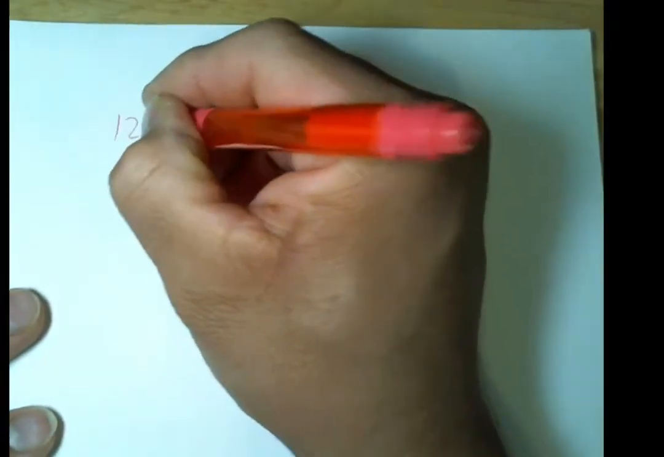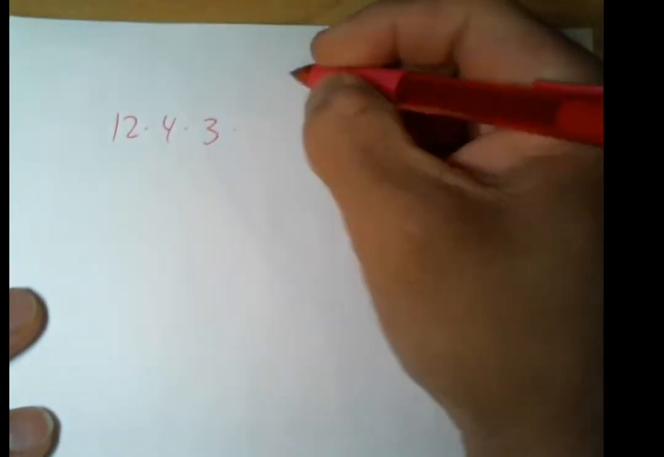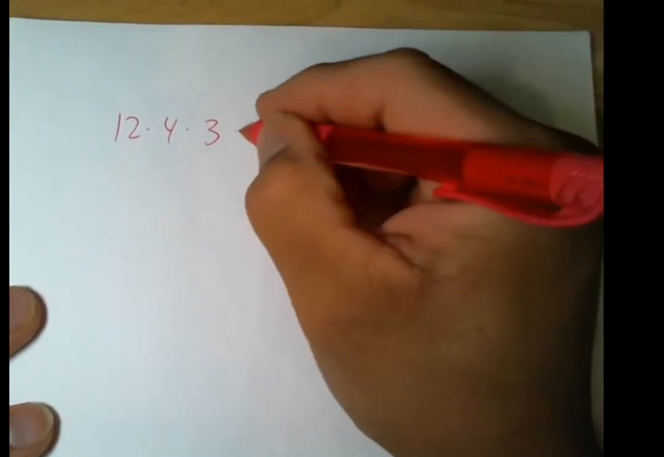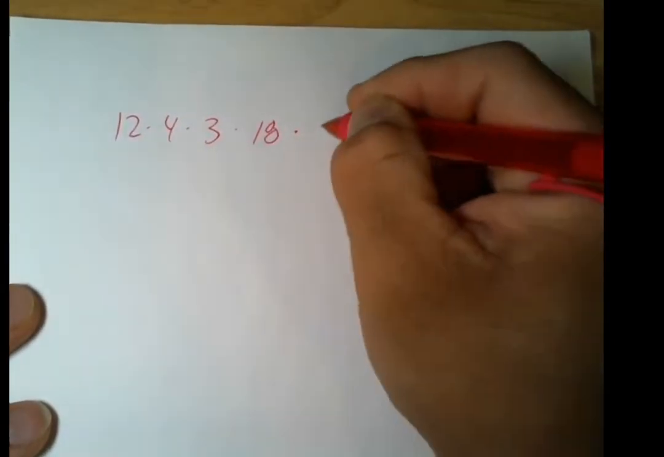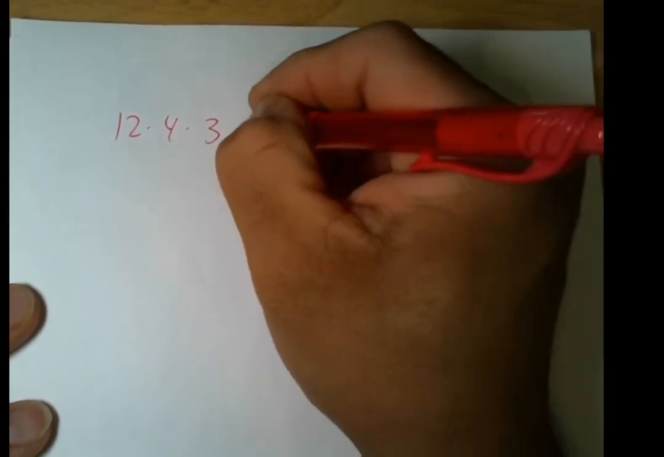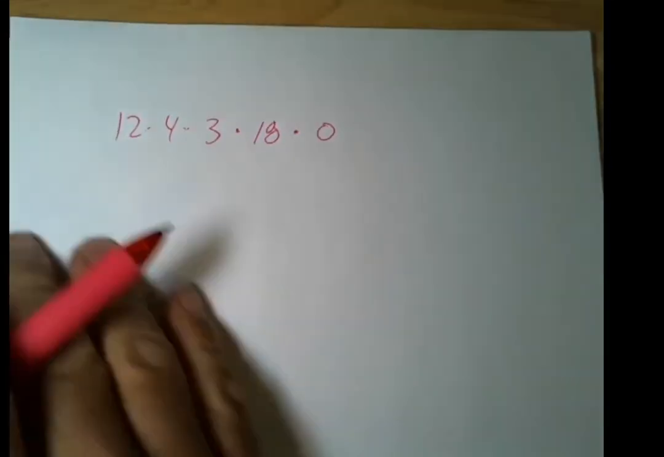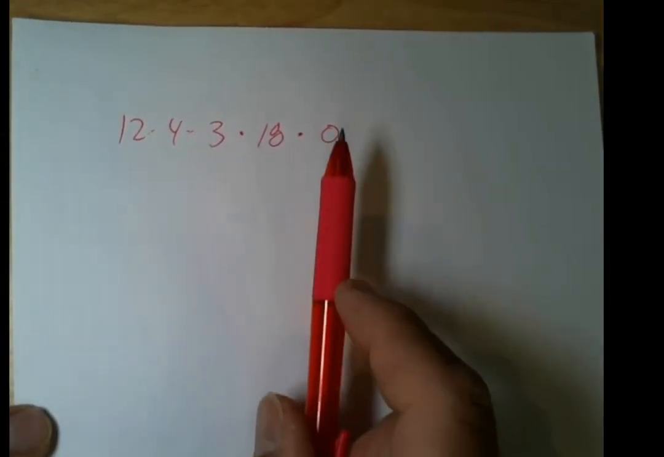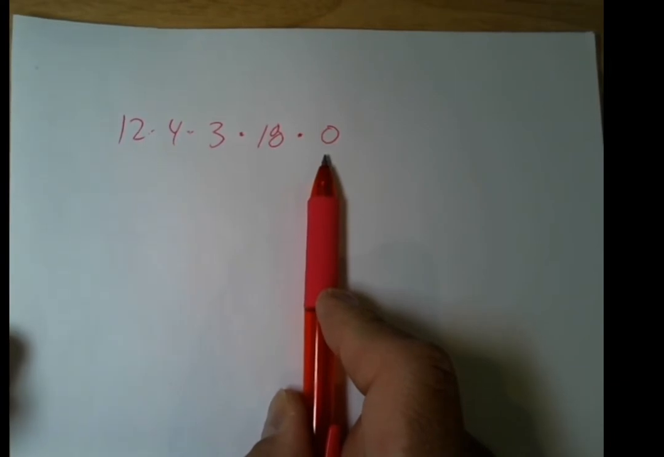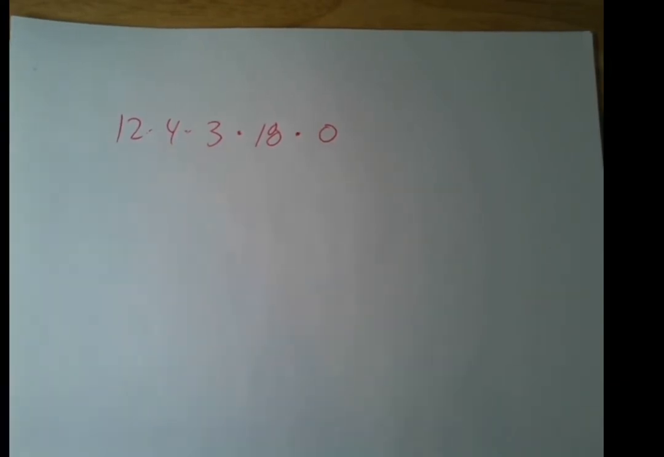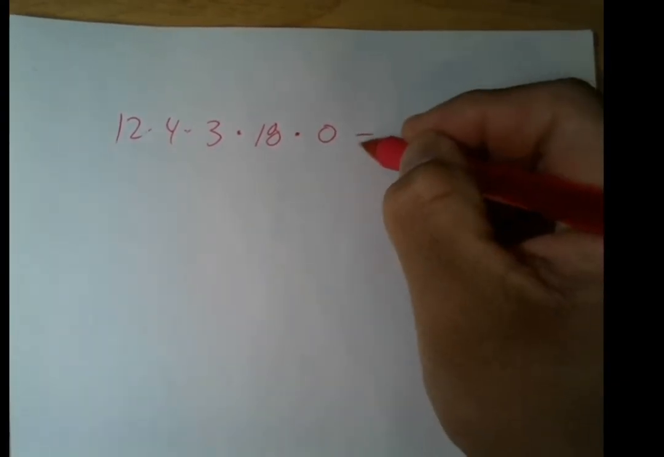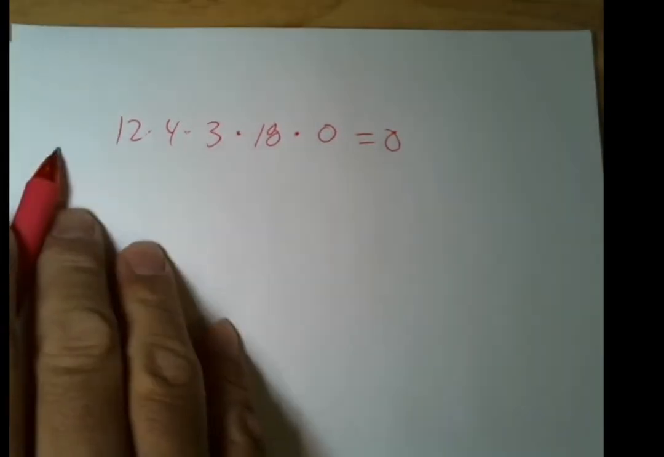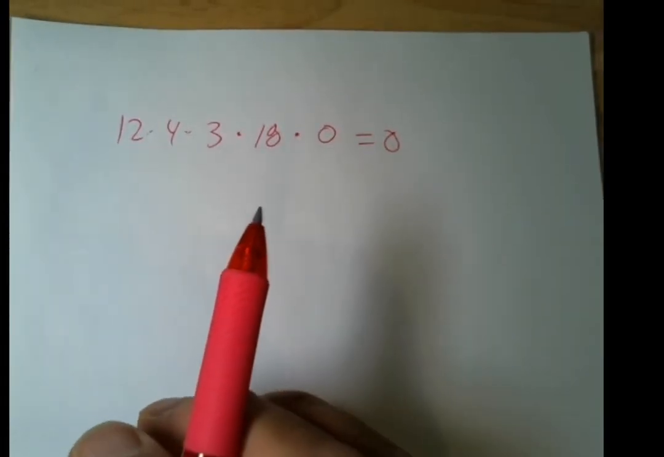Right, the zero property. So if we had any number of factors here, right, 12, 4, 3, 18, 0, I could have any number of factors. Now if you're looking at this, immediately you should know what the result is. Once you see a 0 here, that destroys everything. The solution to this is 0. No matter how many numbers, how large those numbers are, it's just going to be 0.